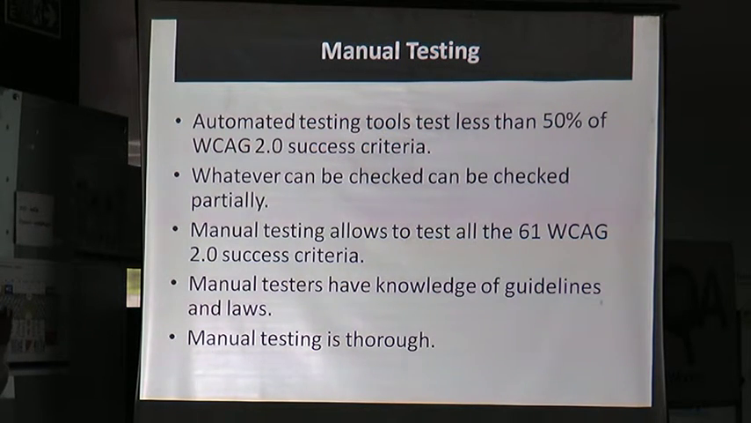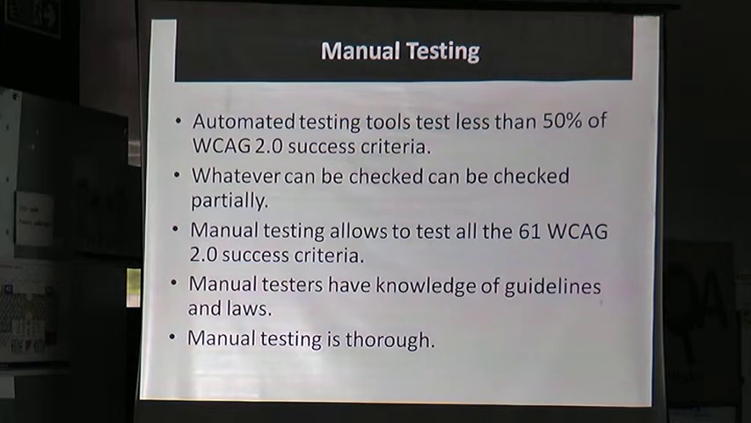Going on further towards manual testing, if you've got an automated accessibility testing tool, that does not mean the job is done. Most of it checks things partially or not completely. What manual testing does is allow you to test the entire thing thoroughly. There are 61 guidelines under WCAG. All those guidelines will be tested only with manual testers, those who know those guidelines in depth. So that is where manual testing comes into the picture.